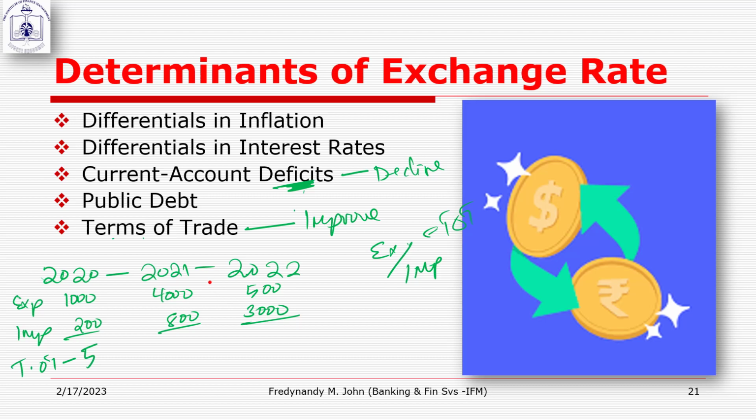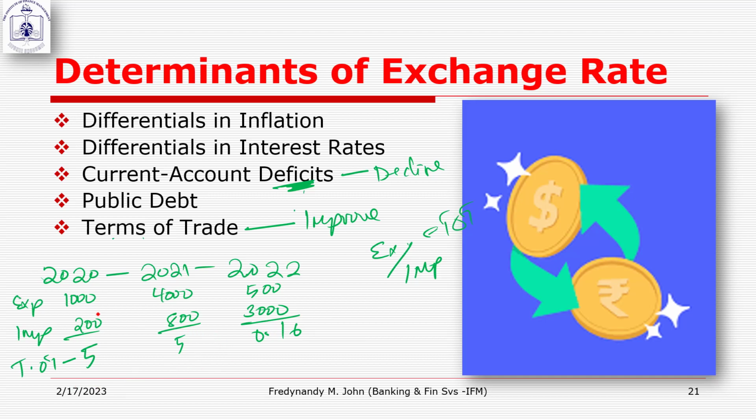Here you have 400 by 800. You end up with 5. But what about in the year 2022? 500 by 3,000. You end up with 0.16. How do we interpret this?